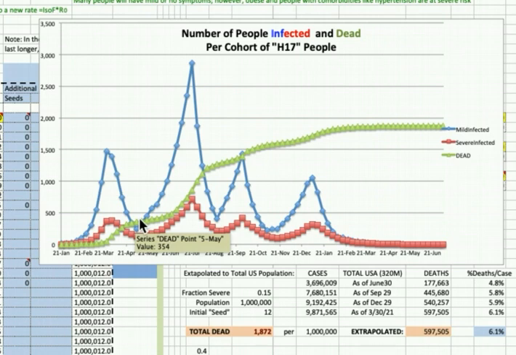So it's really very clear that it's critically important to get down to a lower level before we can start relaxing, if we ever want to keep ourselves from killing millions and millions of people before we finally get a vaccine or something like that. So, well, this is enough to show how important the mitigation is, etc.